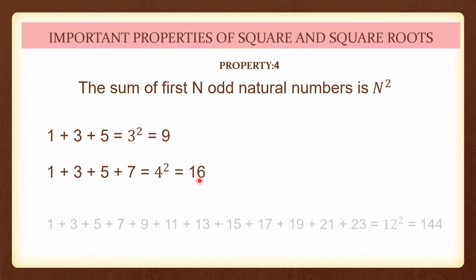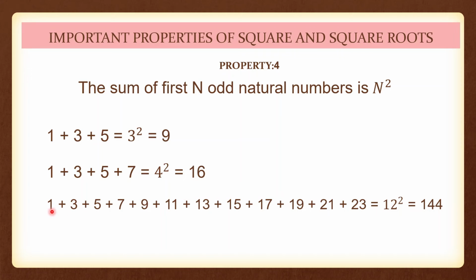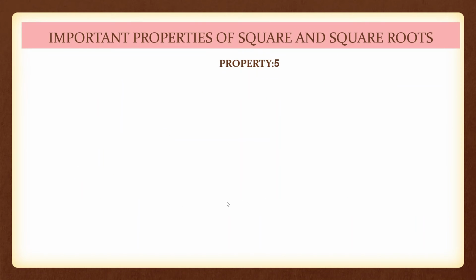So if we have more numbers, here we have 1, 3, 5, 7 till 23. In that case, addition becomes a bit lengthy. So we can apply this property over here in order to make the calculation easy. Just count the numbers included here. There are 12 numbers. 12 square is equal to 144.